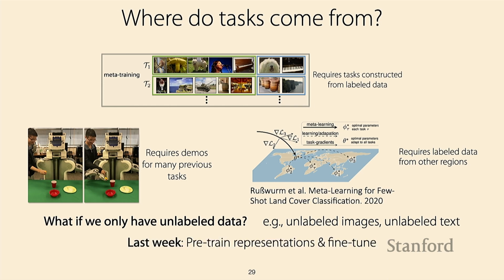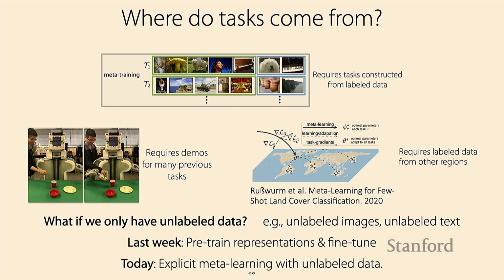Last week, we talked about a class of approaches that can handle the setting where we only have unlabeled data during pre-training. And we did this with different unsupervised pre-training algorithms like contrastive learning and masked autoencoders, and we pre-trained a representation and then fine-tuned something on top of that representation.